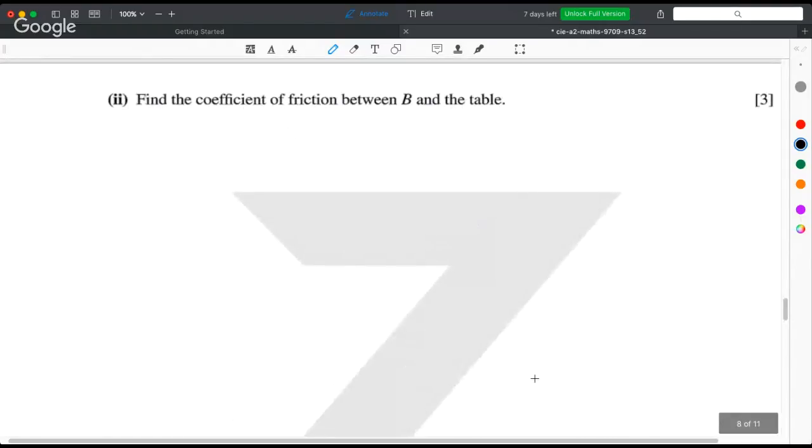Now they want us to find the coefficient of friction between B and the table. When it's in limiting equilibrium, whatever force is acting on it, which is just the tension in the string, that makes it want to go to the right, must be combated by the force of friction. The weight is m_B g, and the reaction force is equal to m_B g as well, because the thing isn't moving vertically. So the force of friction, which is mu times R, which is mu m_B g, is equal to the tension.